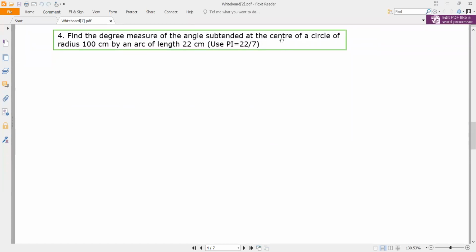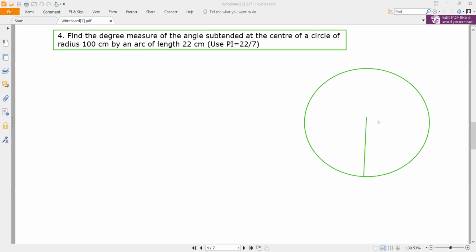Find the degree measure of the angle subtended at the center of a circle of radius 100 centimeters by an arc length of 22 centimeters. So a circle is given to you. We are assuming this to be the circle. And then the degree measure of the angle subtended at the center of the circle of radius 100 centimeters. So this is the radius.